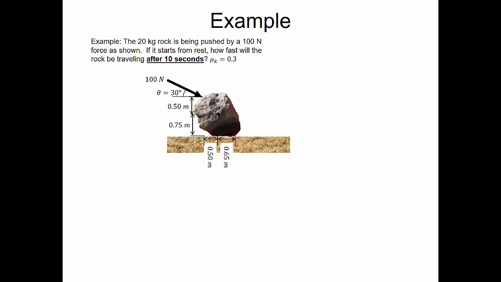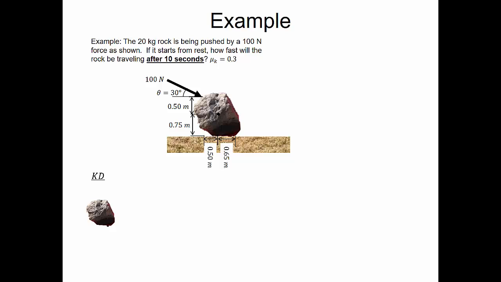Let's look at an example. Same example as what we just wrote the equations for. So we're going to use the same equations, but let's put some numbers into the problem. We have a 20 kilogram rock. It's being pushed by a 100 Newton force as shown. It starts from rest, and we want to know how fast the rock will be traveling after 10 seconds. And our coefficient of kinetic friction is 0.3.